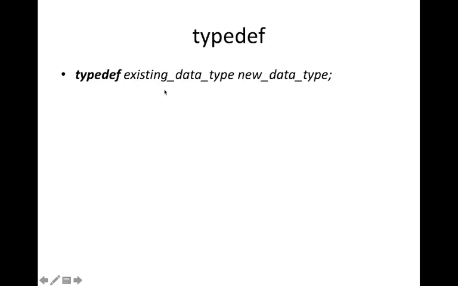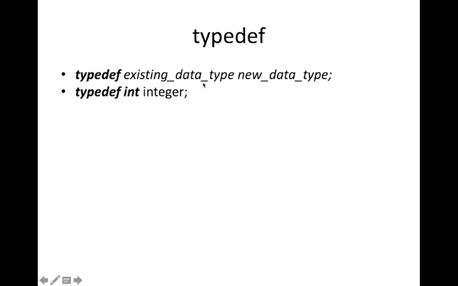So if there is an existing data type like int, and you want to create a new data type integer, then you can simply declare like this: typedef int integer. So afterwards, inside the program, you can use integer a, comma b, comma c. Then a, b, c, everything will be of int type. So the typedef keyword can be used like this.